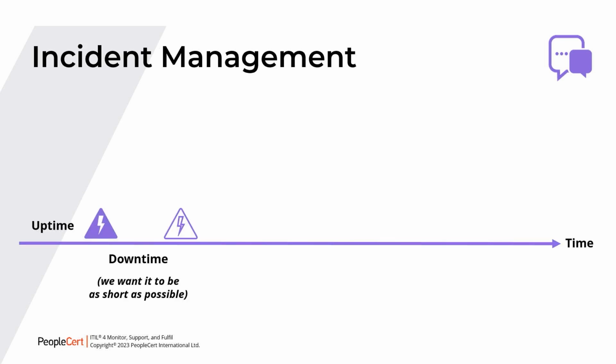In incident management, we focus on reducing the amount of downtime. So as an incident occurs, we want to make sure that we detect it as quickly as possible so that we're able to assign the resources to diagnose it and to resolve it as quickly as possible.